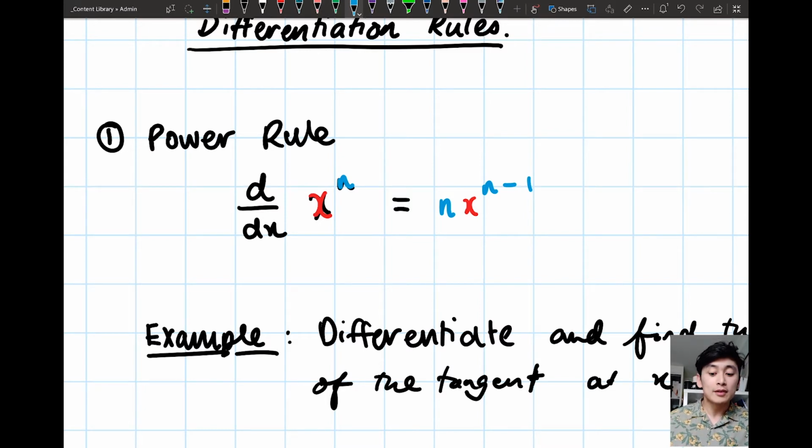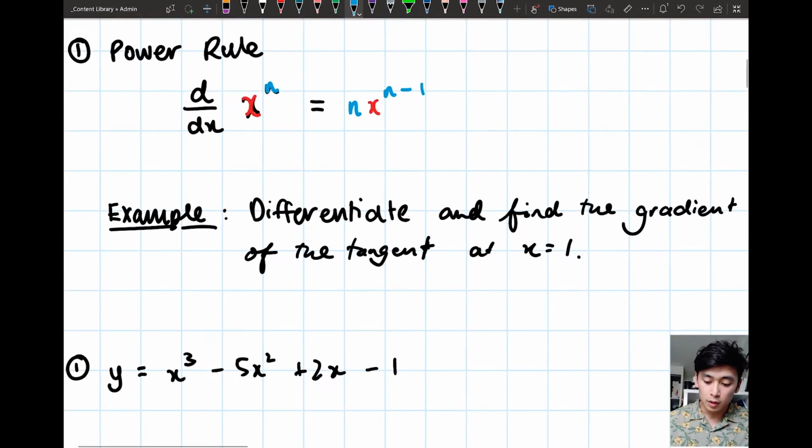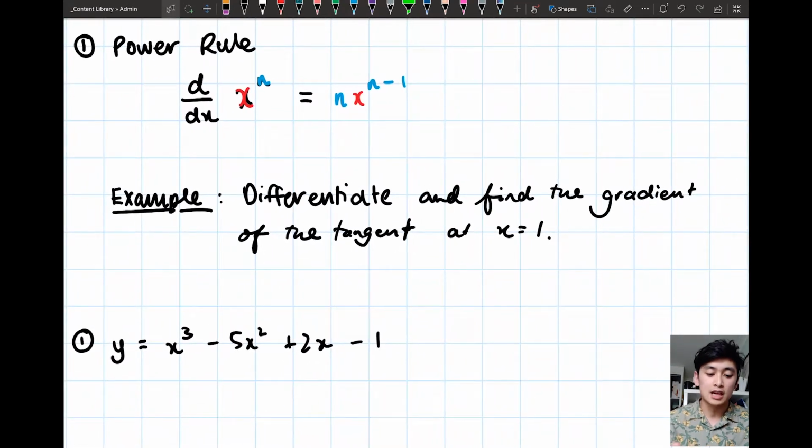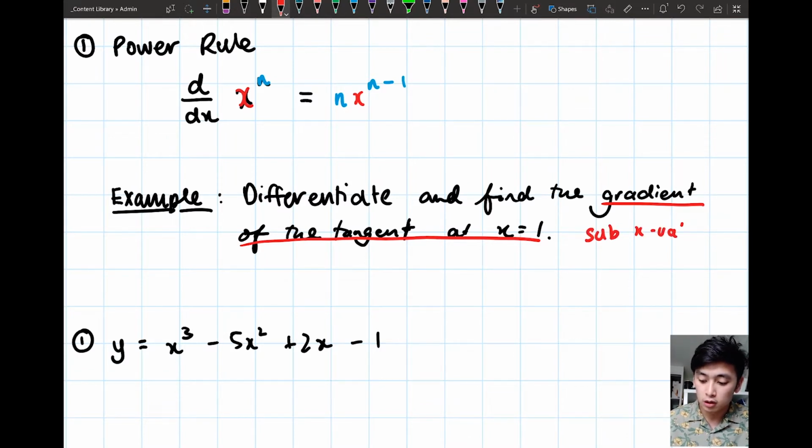Okay, so we're going to go through a few examples where we apply this. In this example, we want to differentiate and find the gradient of the tangent at x is equal to 1. Now, as I talked about with the gradient function, when we differentiate, we find the gradient function. So when we want to find the gradient of a tangent at a particular point, we sub the x value into f dash of x, or y dash. So we substitute our x value here.